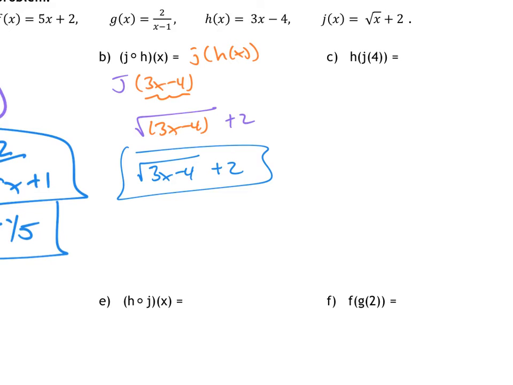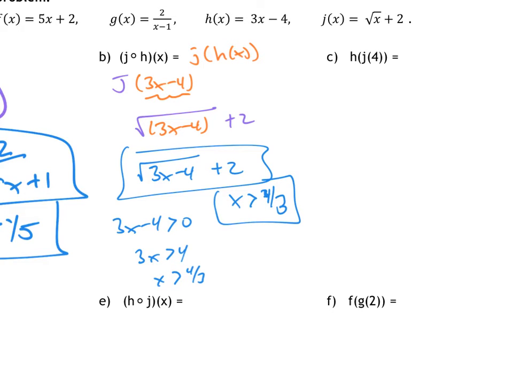If you want to get technical, with 3x minus 4, you can't take the square root of a negative without an i. So x has to be greater than or equal to 4/3. Whoops. I'm not going to be super picky about that, but it's just a habit.